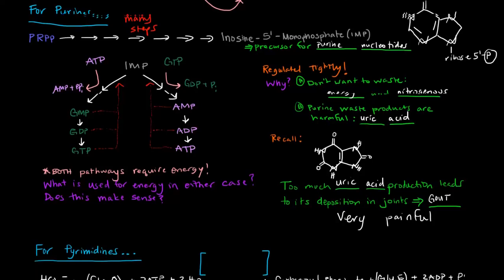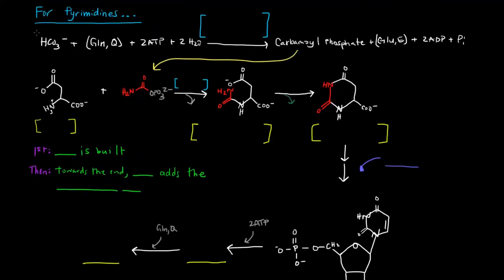But what about for pyrimidines? For pyrimidines, the process is a little bit different. So in pyrimidines, we start off by producing carbamyl phosphate from bicarbonate, glutamine, and some ATP. So in this case, we're going to have this enzyme, carbamyl phosphate synthetase, which we've talked about in the urea cycle, but that was carbamyl phosphate synthetase 1. This one is carbamyl phosphate synthetase 2, or CPS2. So it's still making carbamyl phosphate, but in a slightly different way, and in this case it's involved in pyrimidine synthesis.